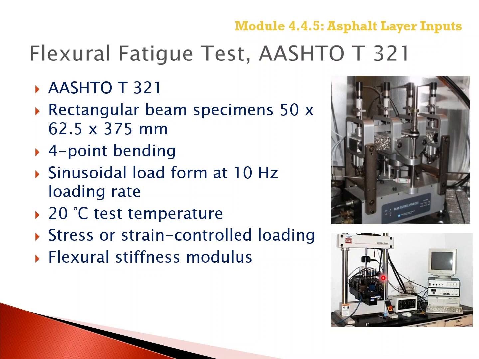The test is a 4-point bending beam test that can be either a stress or strain controlled mode. Stress controlled mode is commonly used. The test results or outcomes from AASHTO T321 include flexural stiffness, dissipated energy, and the number of load cycles to a given failure criterion.